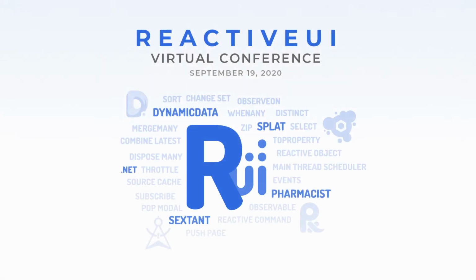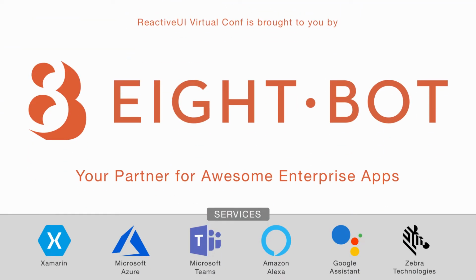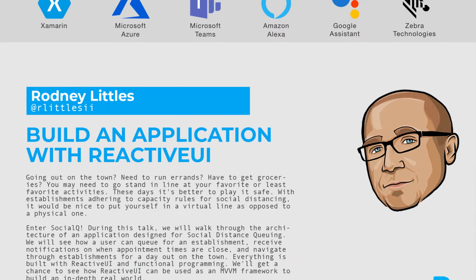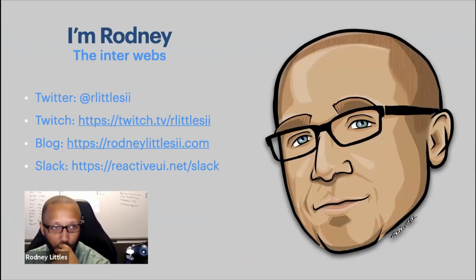So we're actually not going to build it right now. We're going to walk through a sample application that was built with ReactiveUI, several libraries in the ReactiveUI space, called Social Queue.